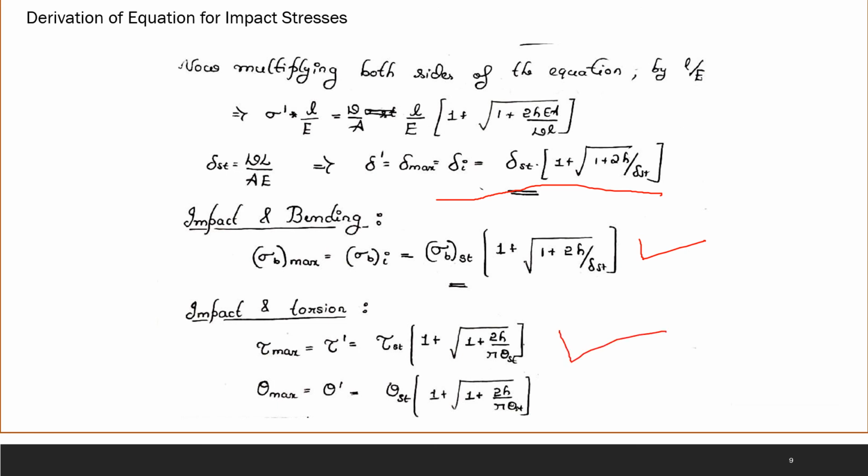Now when we speak about torsional stress, instead of delta st we'll have theta st, because torsional deformation is angular. Therefore you will have theta st here. This is delta st. Other than that, the equations are more or less the same, and all these equations are there in your handbook, and you have already used them to solve problems.